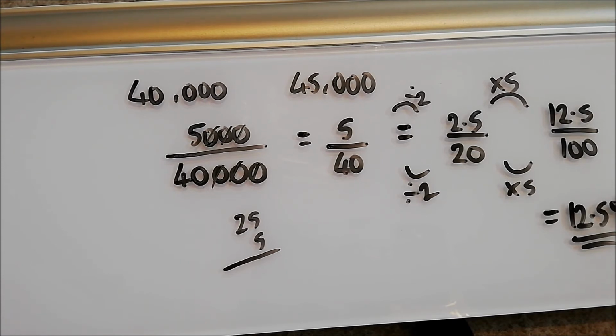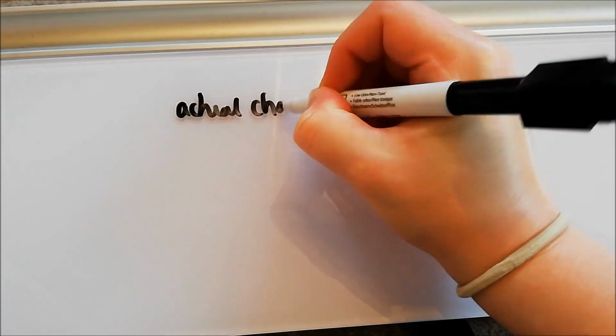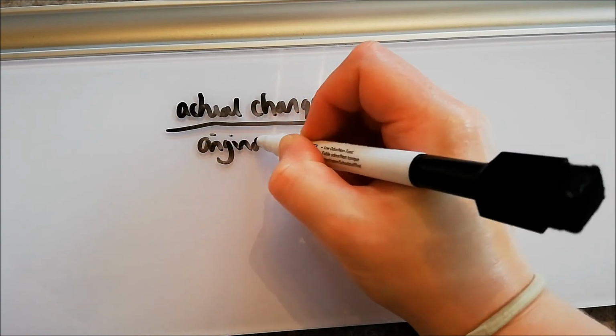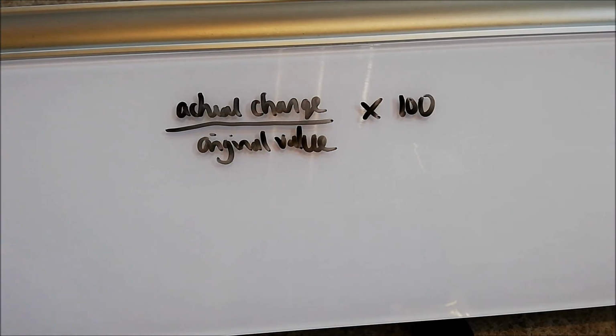If you now put method 2, calculator, and then use the formula, actual change over original value times 100, which again is just like the calculator method in type 5 that we've just covered, except you've got to do a subtract first to find your actual change.